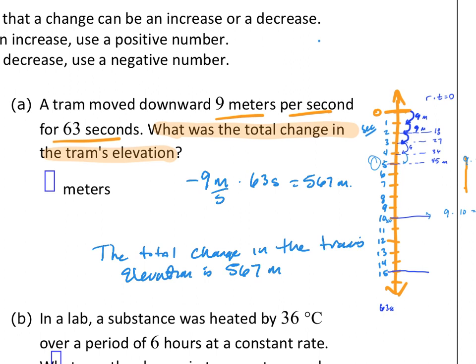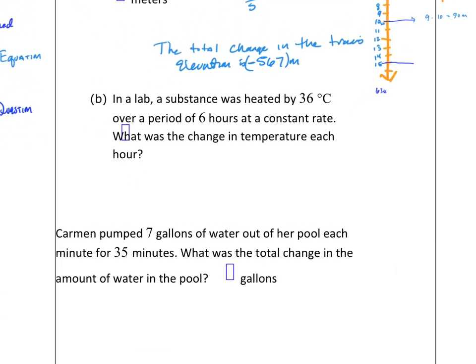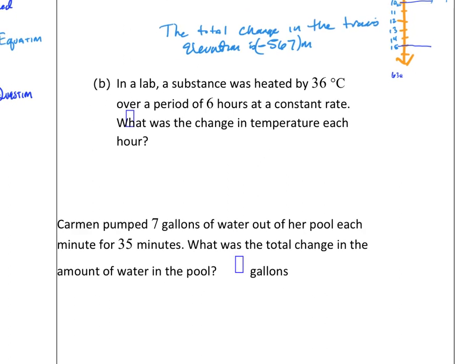So we're really taking 9 and making it negative, which means a negative times a positive is a negative, and we have dropped. So we would use that negative to show that we've dropped. We've dropped 567 meters. Okay, so think about these two. We'll talk about these two in class and see how you do. But you could look at it and think about it, but I don't want to take any more time.